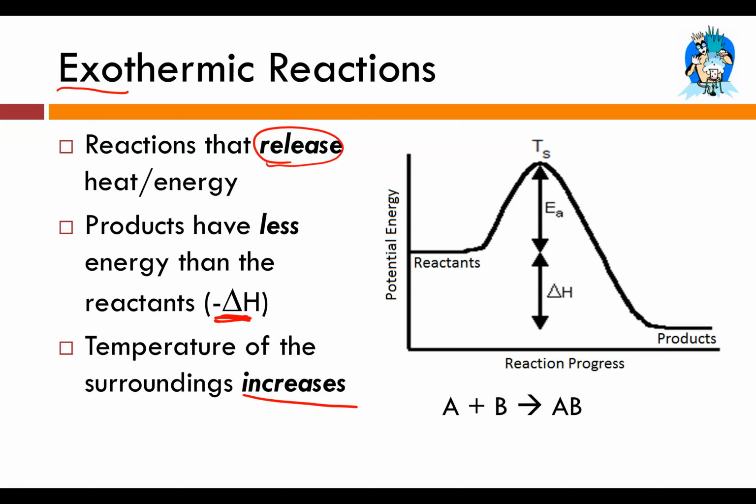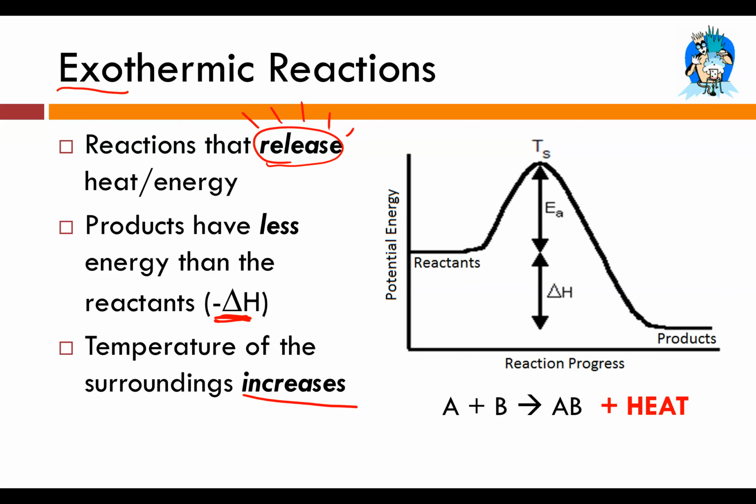If I want to take this very generic looking chemical equation, A plus B is my reactants, yield AB, the product, and turn it into a thermochemical equation, I have to add heat or energy to either the products or the reactant side. In the case of an exothermic reaction, we know that energy is getting released. So that means that heat would be a product.